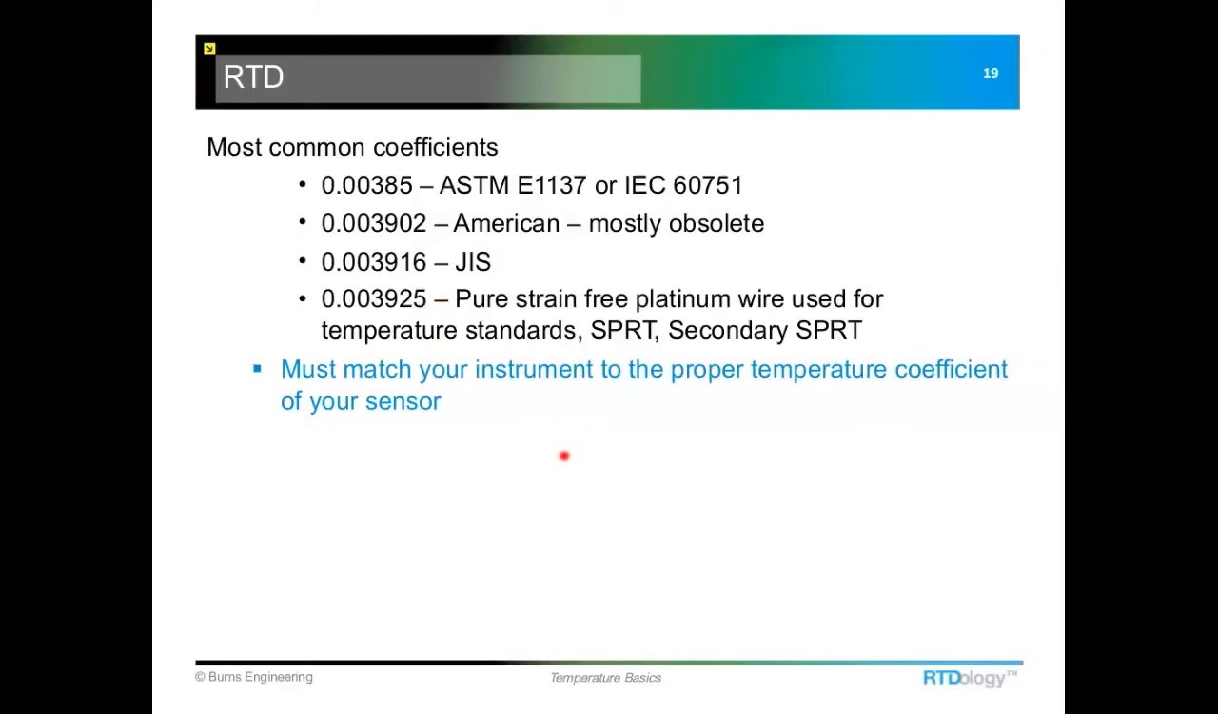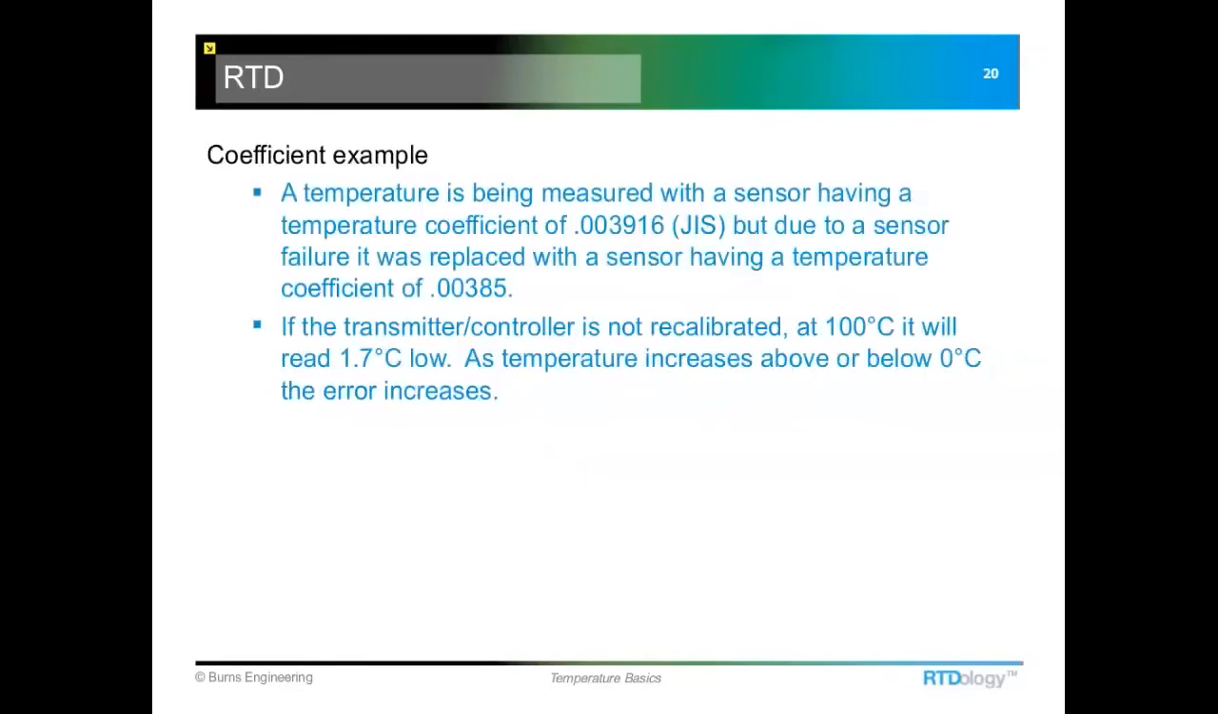and also helps explain why it's really important that you know what temperature coefficient your controller, chart recorder, whatever it might be, needs to give you an accurate measurement. If we were to replace a probe that was the 3916 and we put in a 385, at 100 degrees C you're going to be 1.7 degrees C low, because that controller is going to be looking for 139.16 ohms, and if it's only 138.5, we're just a little bit short, so it's going to be reading that much too low.